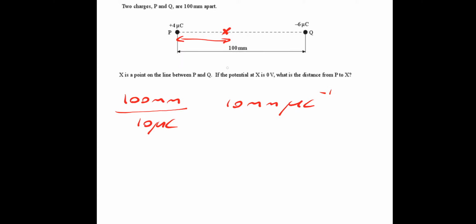So that means to shift a microcoulomb, you need to go 10 millimeters to the right. So we need to go from plus 4 to 0 essentially. So that'd be 4, 3, 2, 1, 0. So we actually need to move across 4 microcoulombs. So if I multiply by 4 microcoulombs, you'll see the microcoulombs cancel, and I'm left with 10 millimeters times 4, which is 40 millimeters. So we need to move 40 millimeters to the right. So that's the technique. Hopefully that's okay. I'm going to give you another example on the next page. I want you to have a go at it yourself, see if you can get the right answer.